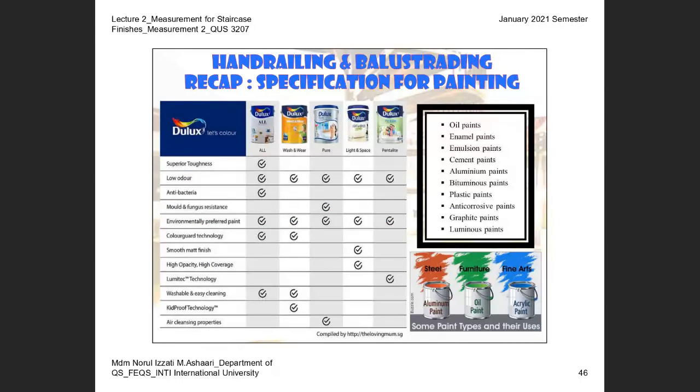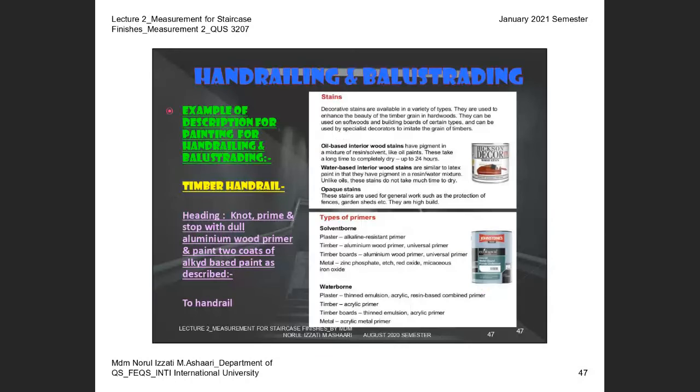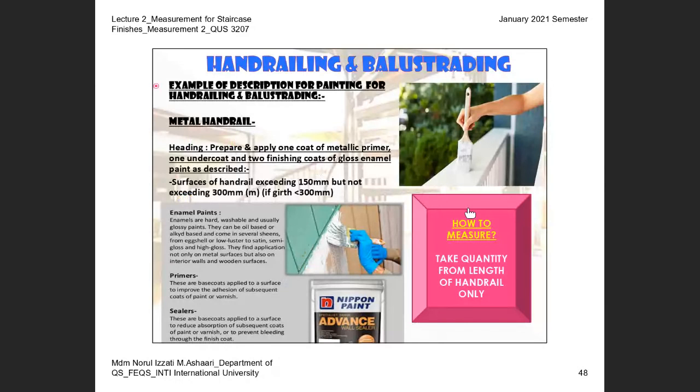This is also to recap the type of painting for the handrailing and balustrading. You can check some of the brands available: oil base, enamel base, emulsion paint, and so on, and look at which one is suitable with the material used. Then you can see the example. I give you one example here for the painting to handrail that is using aluminium wood primer and alkyd based resin. Please go back to your example of the painting that you have. Then you can put that as part of your specification.